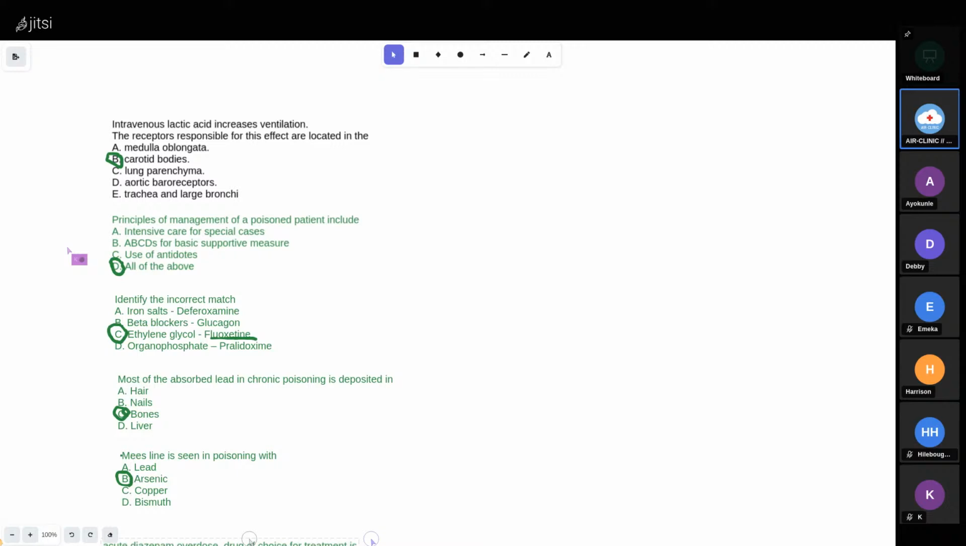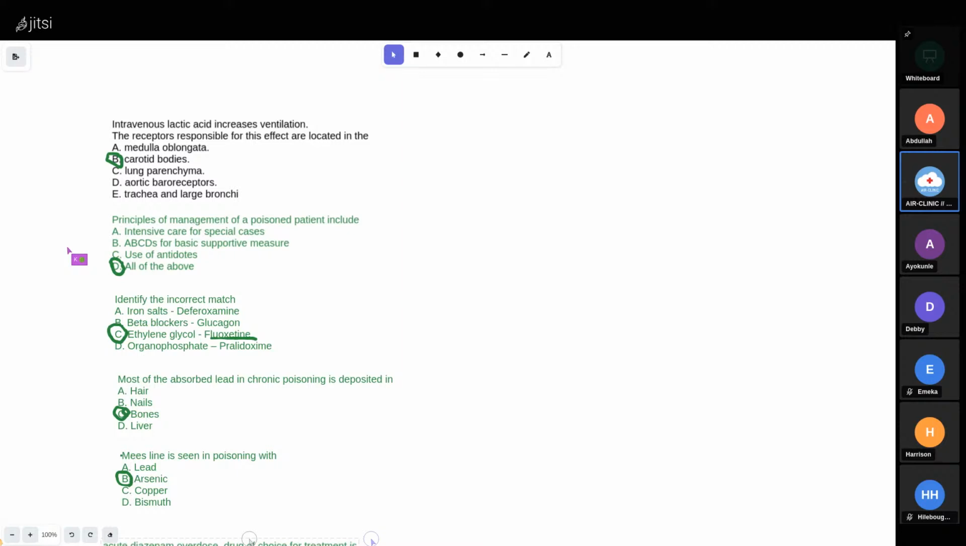Heparin. Protamine sulfate. Yes, protamine sulfate. Warfarin. Vitamin K, and fresh frozen plasma. There's also a place for prothrombin complex concentrates.